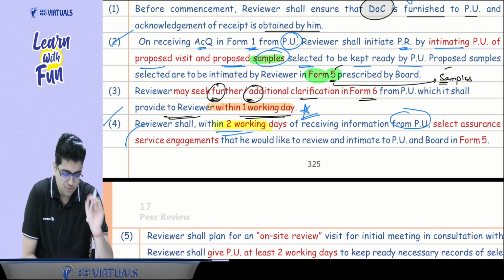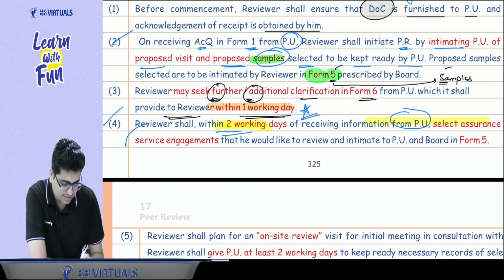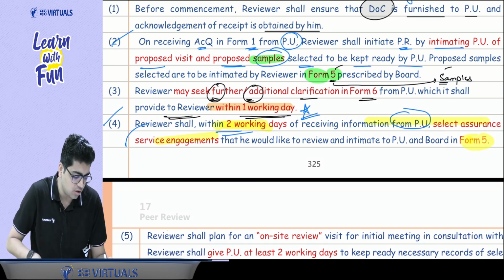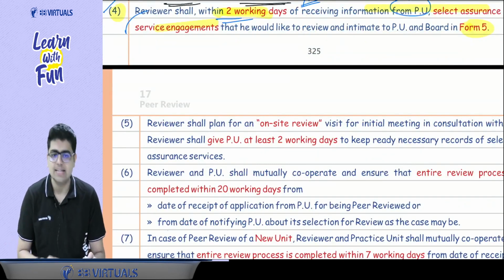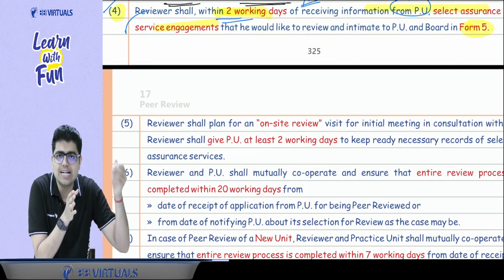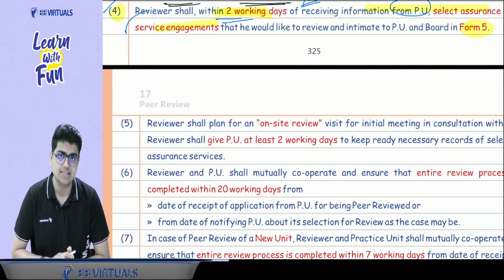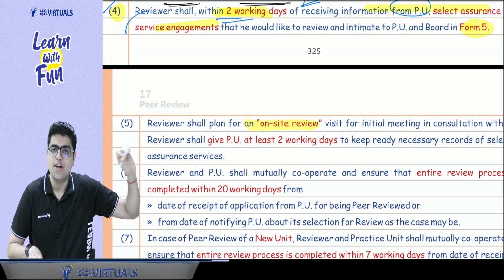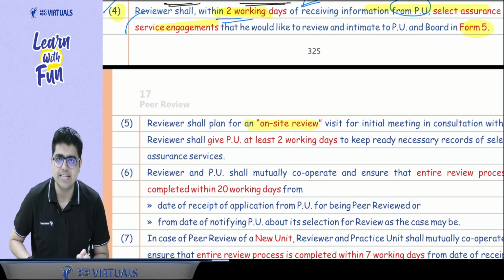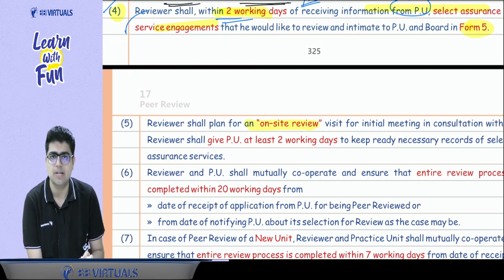Yes, sir. So reviewer shall within 2 working days of receiving the information from the practicing unit select the samples, and for the samples we have already studied, it is form 5. So you can study point 2 and point 4 collectively. Since he has selected the samples, he will have to go and check these samples. So when the peer reviewer visits the practicing unit and checks the sample, that process is called on-site review. Again, how much time do you think practicing unit will get to ready the samples and ready the documents that the peer reviewer has to see?